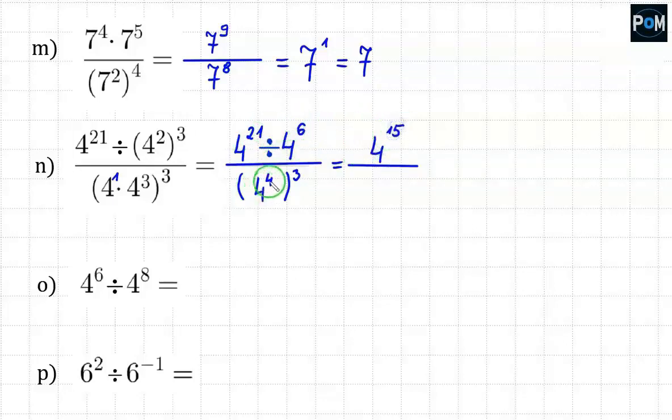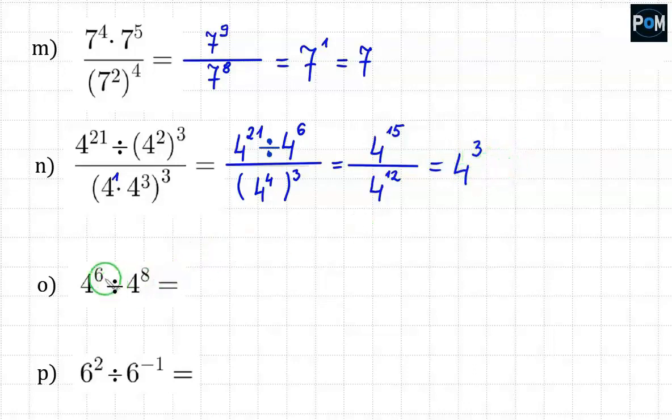At the bottom here, it's a power of power, so the 4 remains, and these 4 and 3 are multiplied. And this is 4 to the power of 12. Now we have to divide the powers with the same base, so the base 4 doesn't change. We need to subtract exponents. 15 minus 12 is 3. That is 4 to the 3rd power. And if we wanted to calculate it, it would come out as 64.